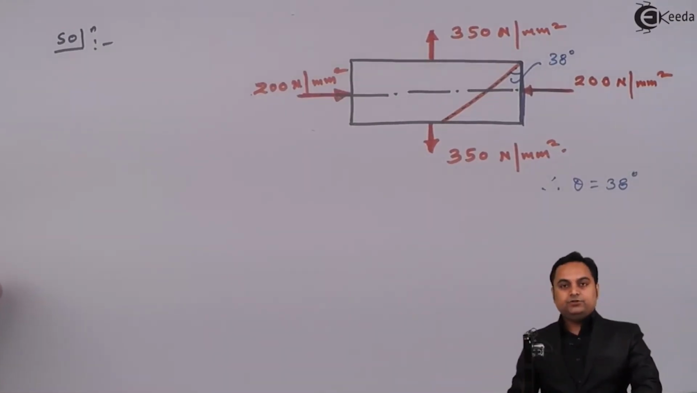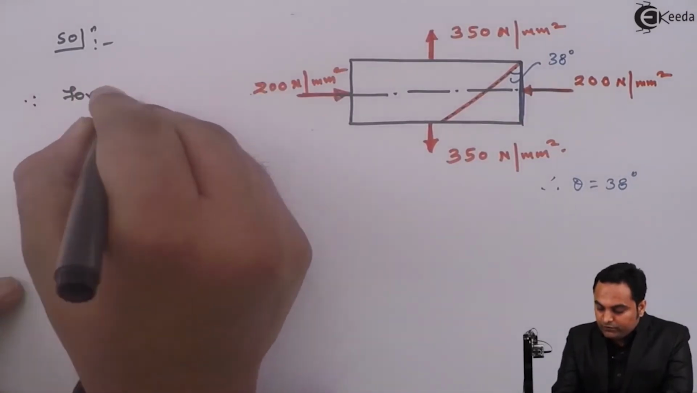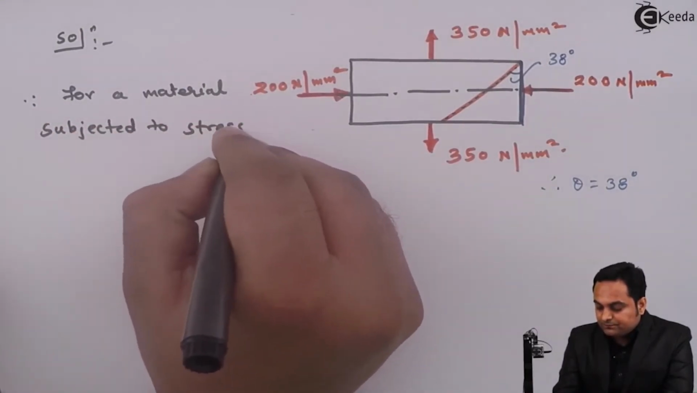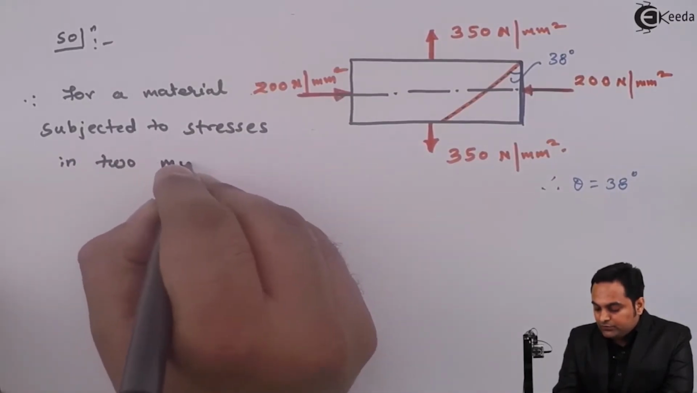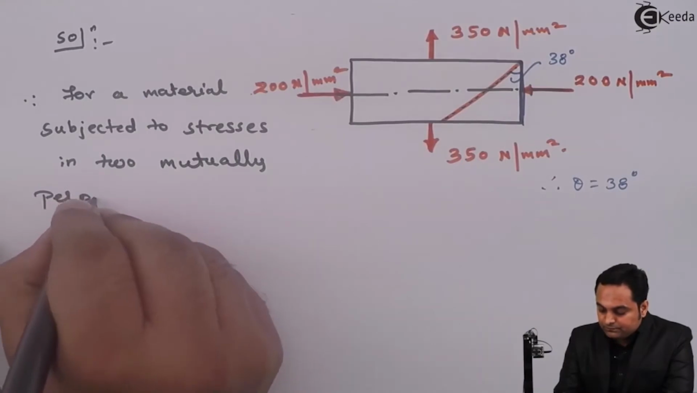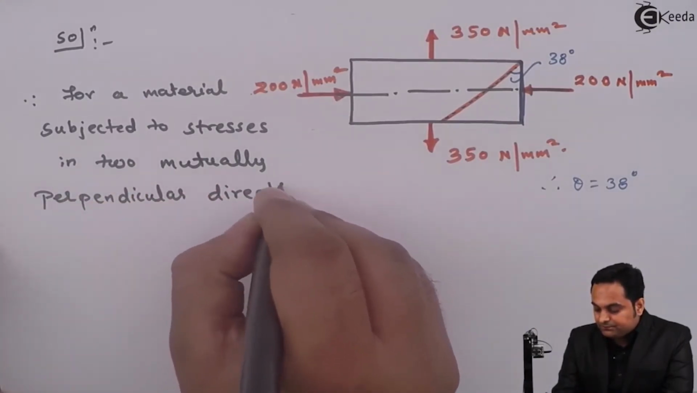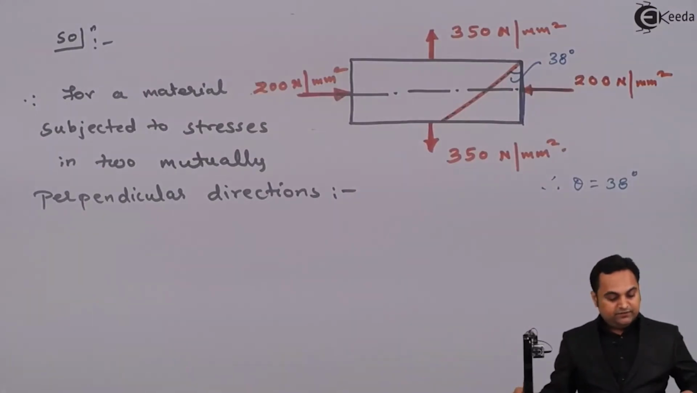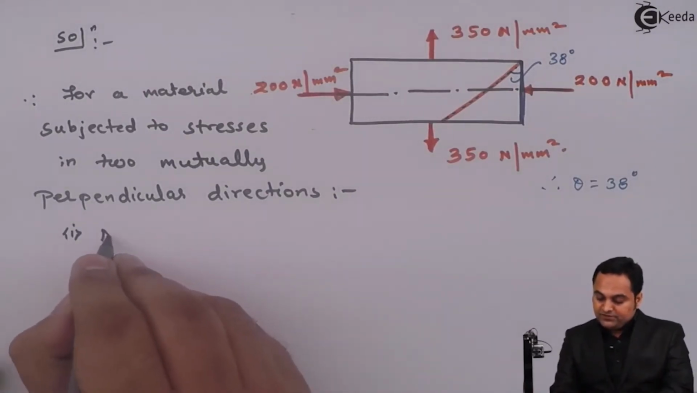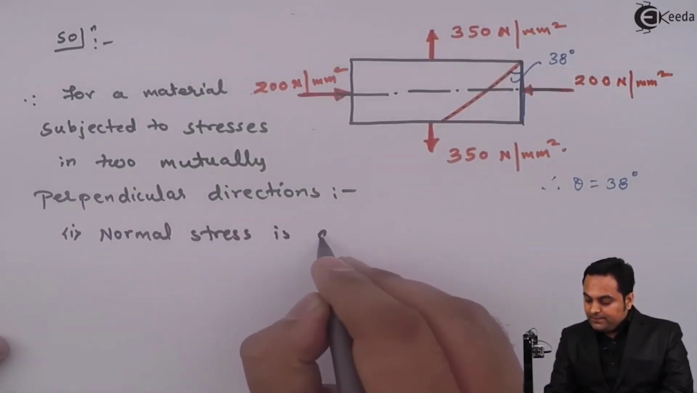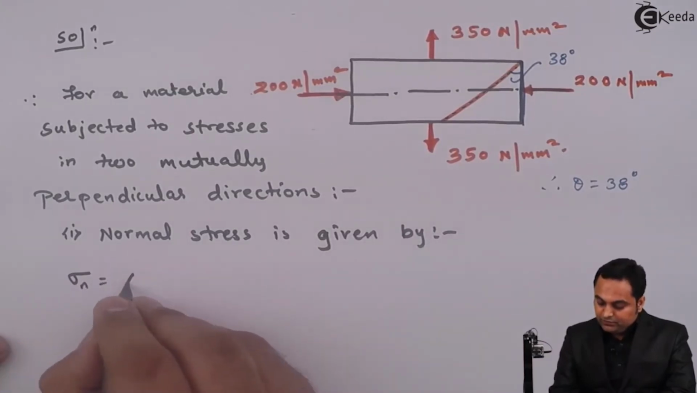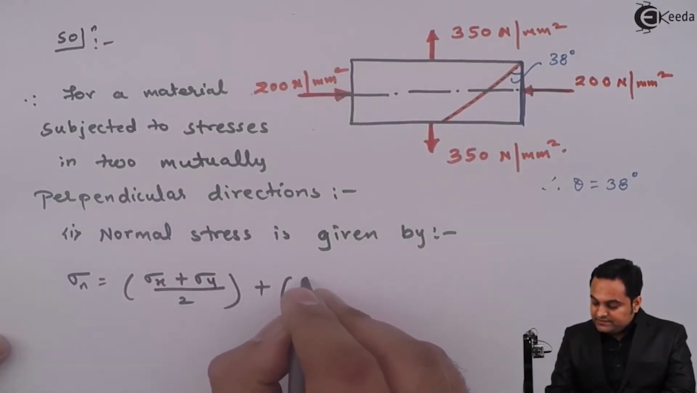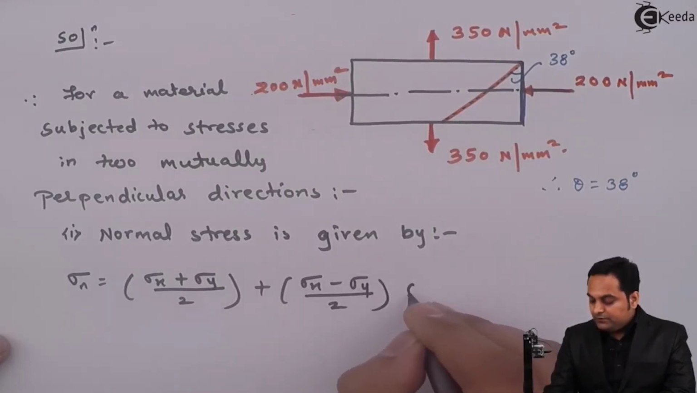Now I'll start the solution to this problem, that since for a material subjected to stresses in two mutually perpendicular directions, because this is the case in which we have stresses in two mutually perpendicular directions, first I'll write down normal stress is given by sigma n is equal to (sigma x plus sigma y) by 2 plus (sigma x minus sigma y) by 2 into cos 2 theta.